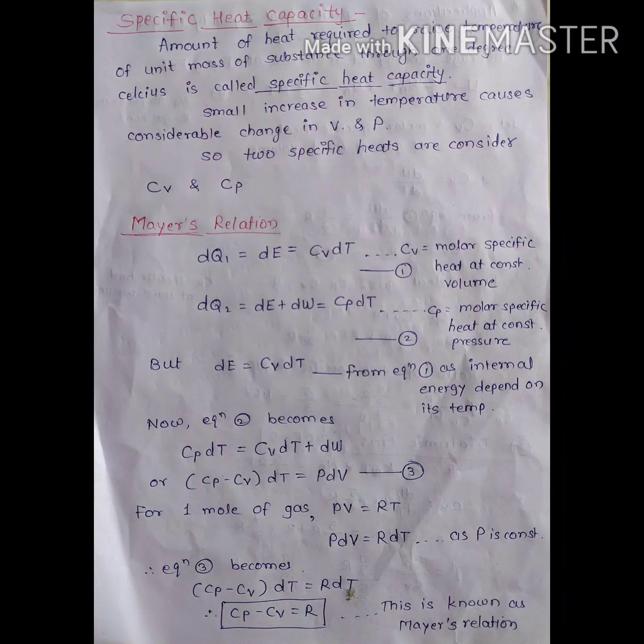We also know a small increase in temperature causes considerable change in volume and pressure. So, two specific heats are mainly considered, Cp and Cv. Cv means specific heat capacity at constant volume and Cp means specific heat capacity at constant pressure.